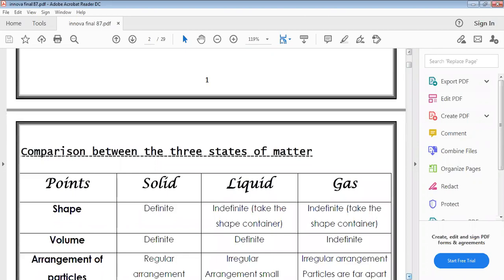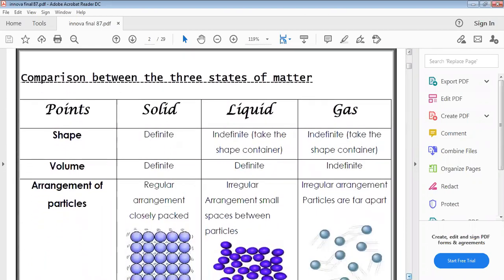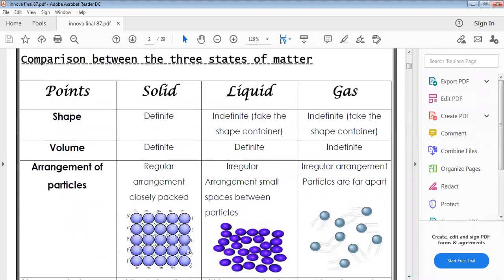Okay, what about the arrangement of the particles? How the particles are put together. What about the solid? Here you can see this diagram in front of you. They are settled together, closely packed, and they have a regular shape. What does regular shape mean? It has a definite shape, a square, a triangle, or whatever. It has a definite regular shape.